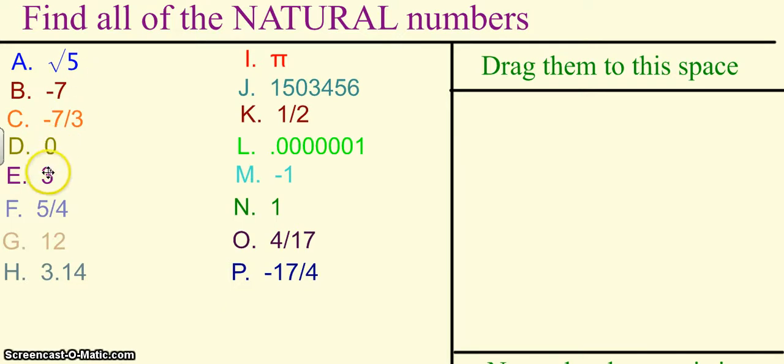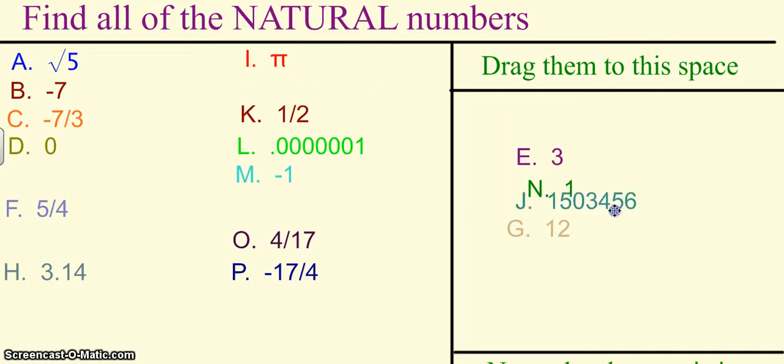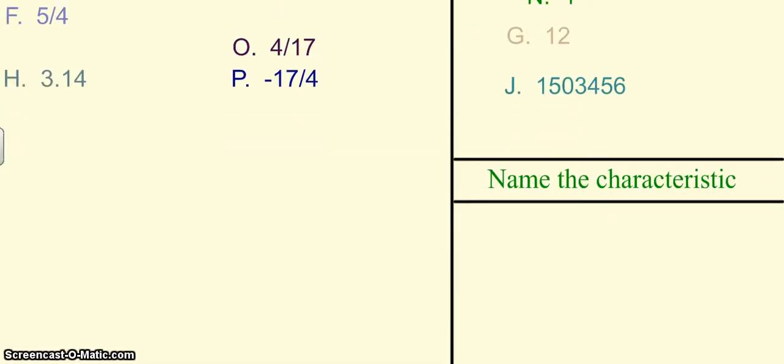Alright, so hopefully you came up with 3 and 1 and 12, and 1,503,456. These four are counting numbers. When we start counting, we start at 1 and then 2, 3, 4, etc. So for characteristics, you can write this in if you want to, but it's also underneath your definitions on that first page. We're going to talk about these as the counting numbers.